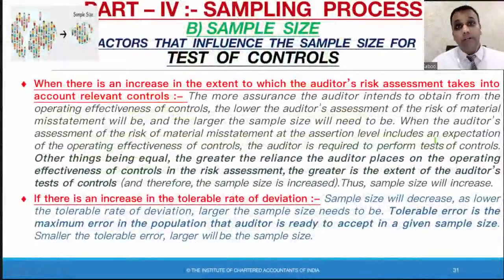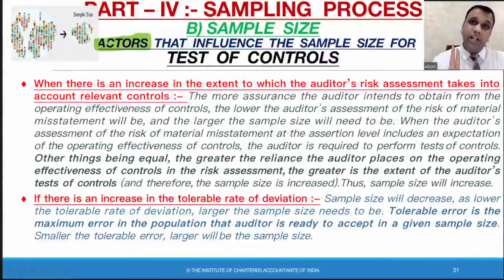Now we come to an important part: factors that influence the sample size for test of controls and test of details. So there are two types of tests an auditor is usually concerned with. The auditor has to test controls and the auditor has to test details. If the controls are found to be weak, the auditor knows that while carrying out the audit at the detailed level, he has to be very conservative.